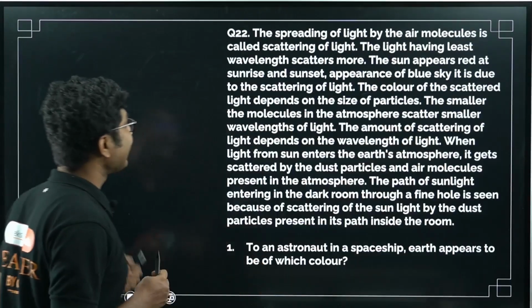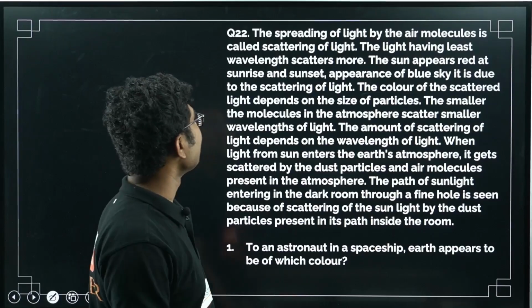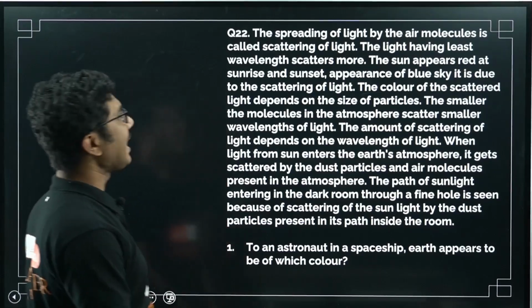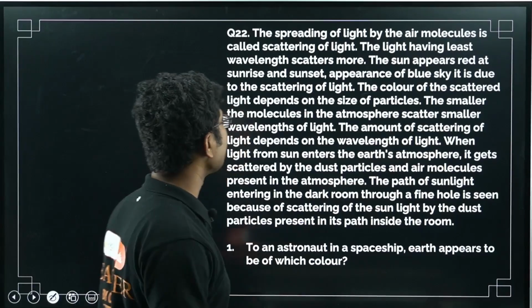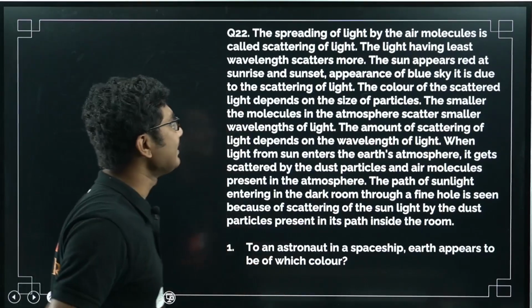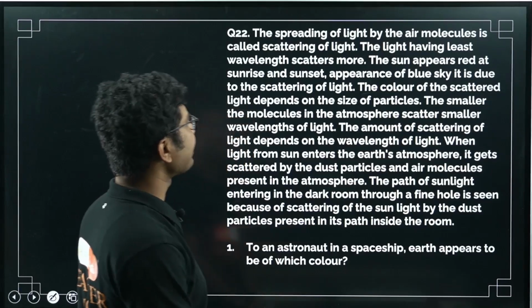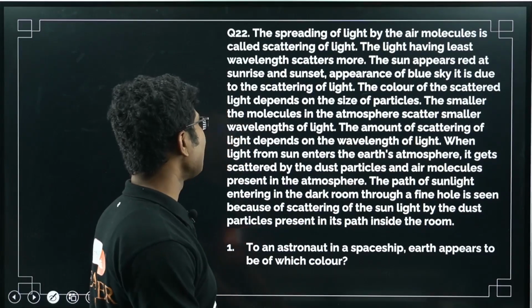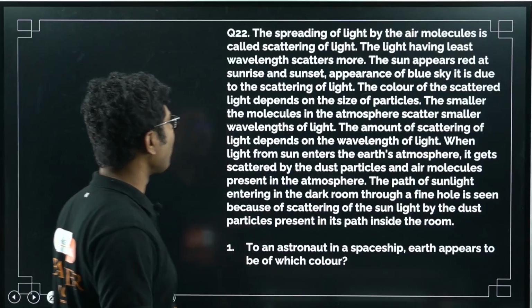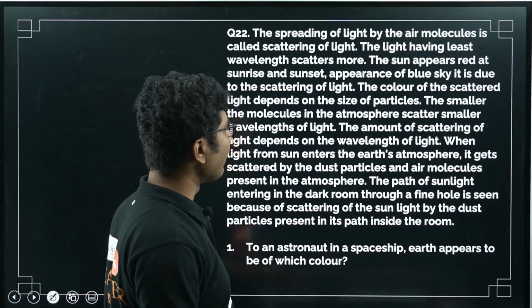Okay, next question, another long question. Spreading of light by air molecules is called scattering of light. The light having the least wavelength scatters the most. The sun appears red at sunrise and sunset. Appearance of the blue sky is due to the scattering of light. The color of scattered light depends on the size of the particles. The smaller molecules in the atmosphere scatter smaller wavelengths of light. The amount of scattering of light depends on the wavelength of light.